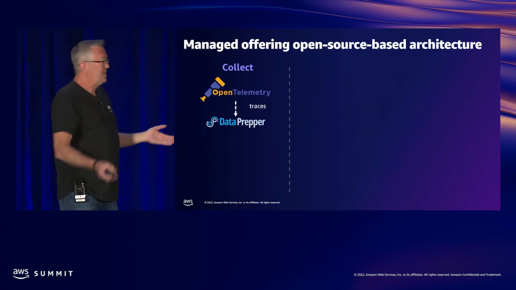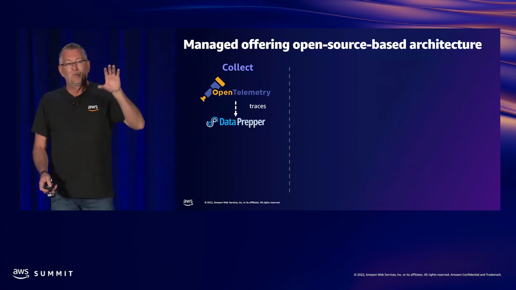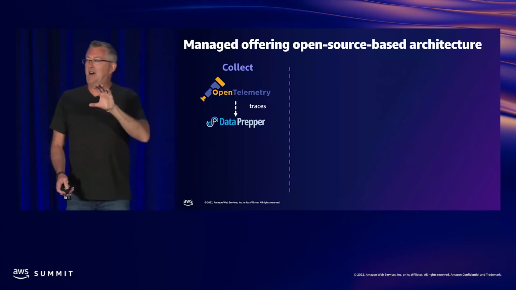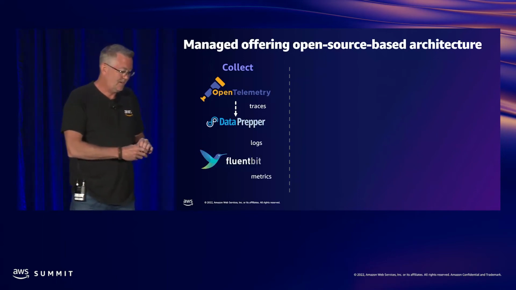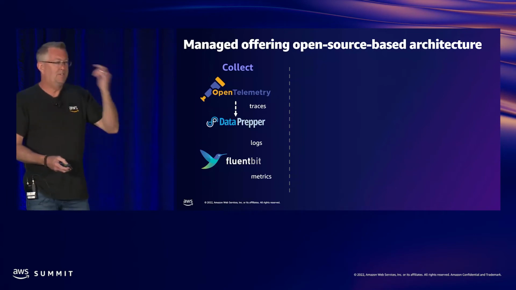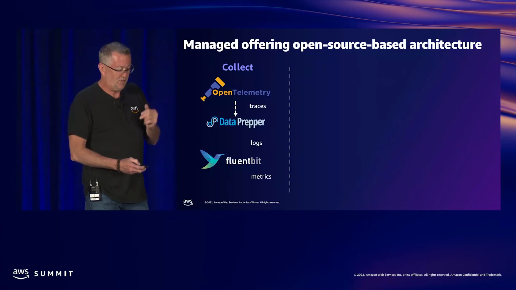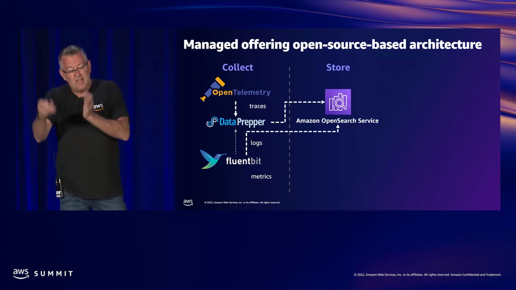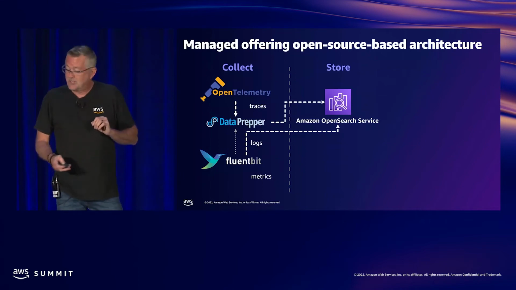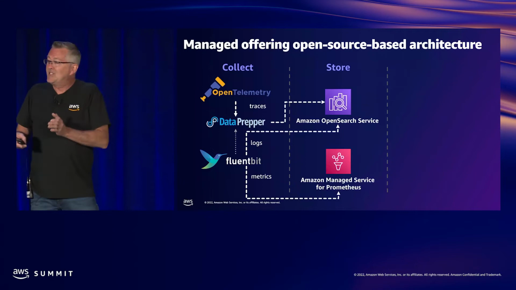Now, if we take a look at the architecture, not a lot is going to change here. All we're doing is taking an open source offering and turning it into a managed offering. So again, you have OpenTelemetry, which generates the traces. It talks to Data Prepper. You have the logs and metrics, which go to FluentBit. FluentBit then can push those logs and traces, along with Data Prepper, into the Amazon OpenSearch Service, and then use Amazon Managed Service for Prometheus for your metrics.